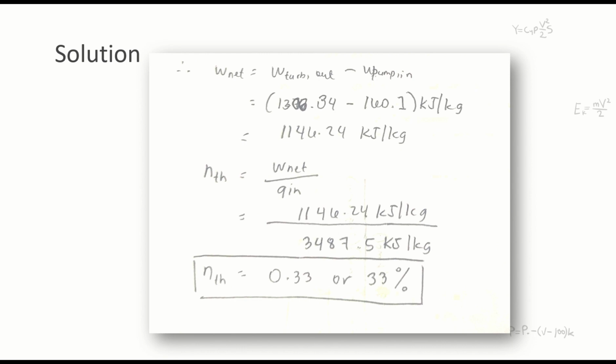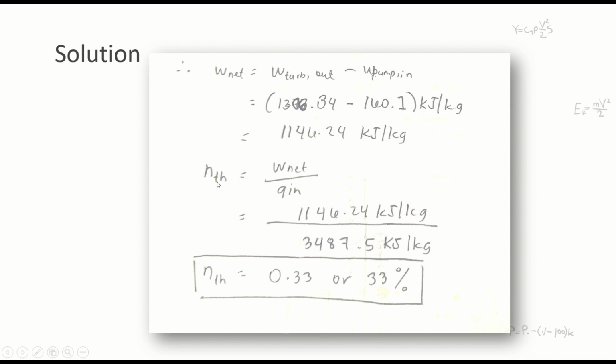Let's proceed to solving for work net, or the input network. We will be using the work of turbine out minus work of pump in. Let's substitute the values. For work of turbine, we have 1306.34 minus 160.1 kilojoules per kilogram. So we have work net, which is 1146.24 kilojoules per kilogram.